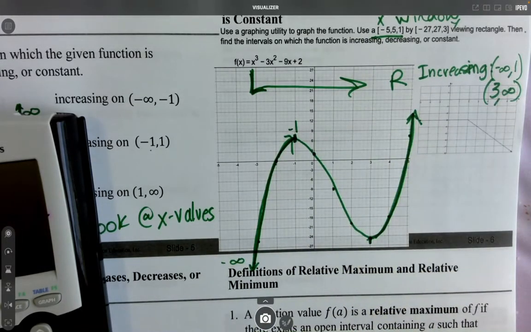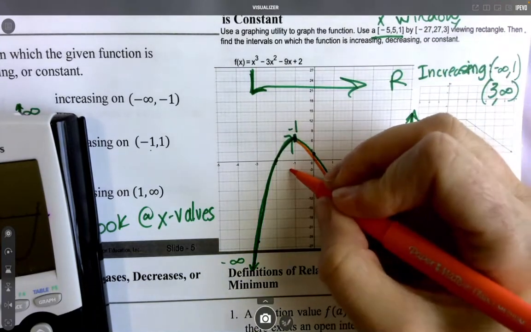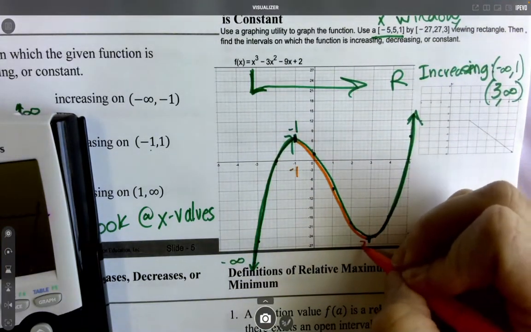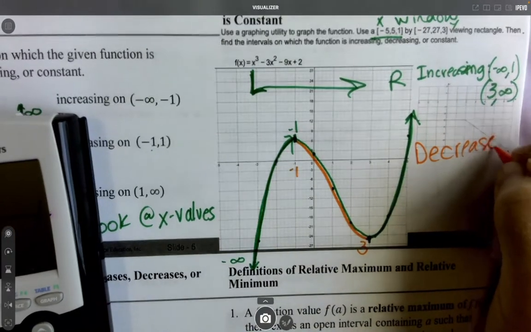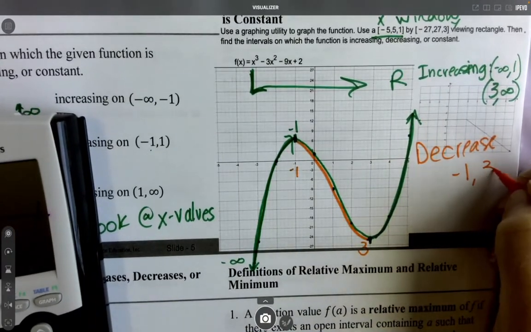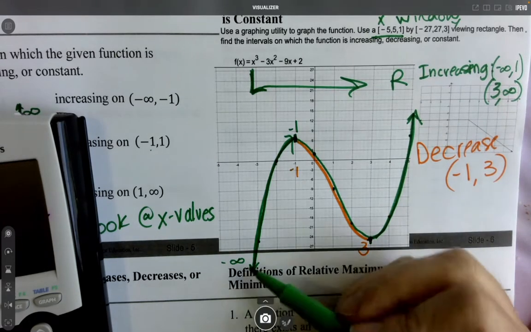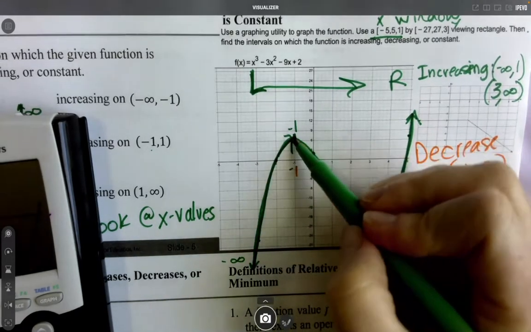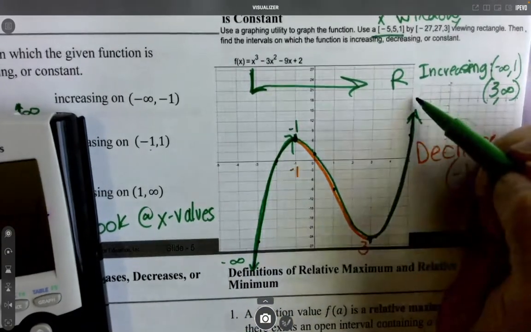Okay. So then our decreasing is from here to here. So that's from -1 to 3. So decrease, -1 to 3. So always read left to right. So start here, go up, increase. Here, down, decrease. Here, up, increase.